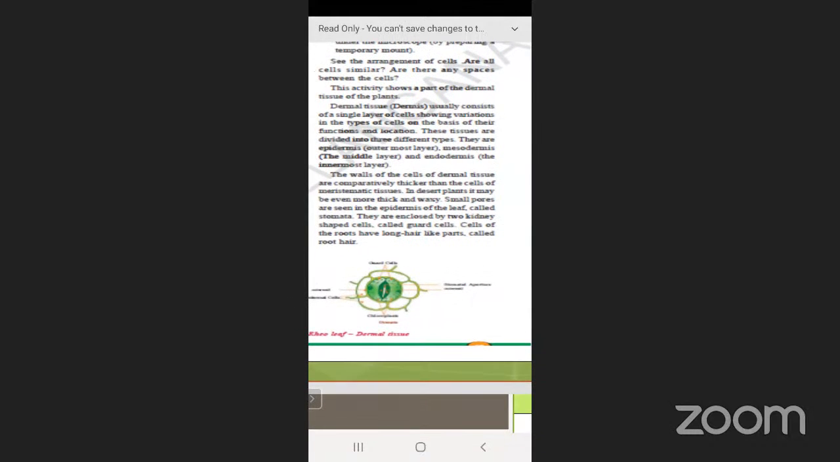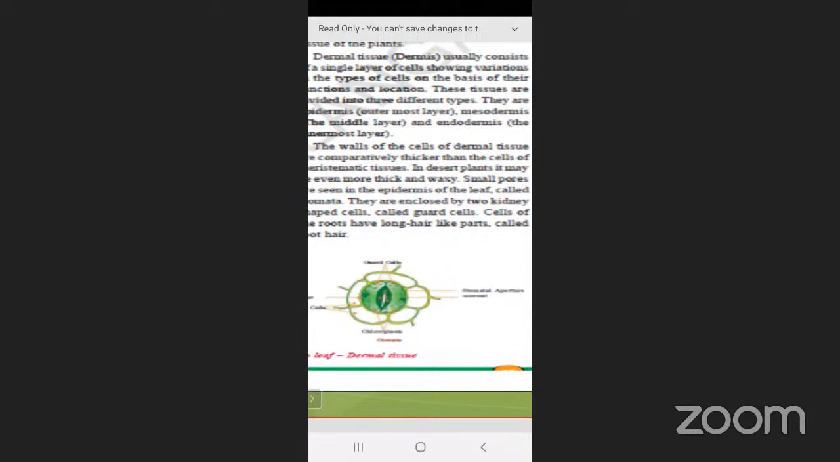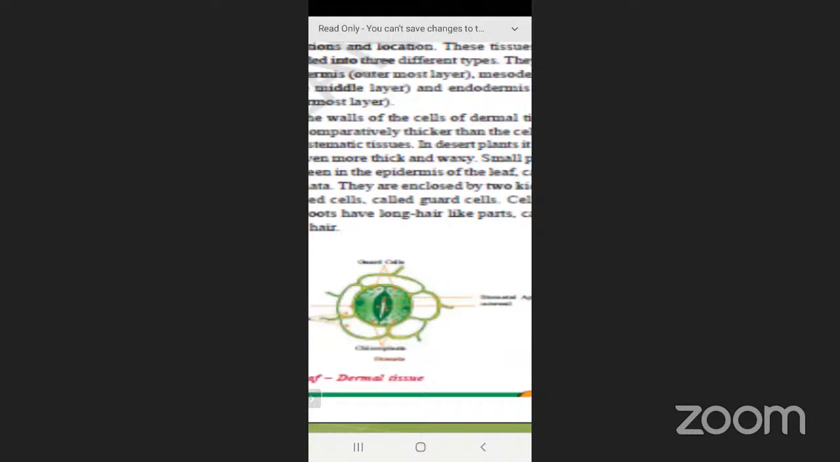Important: they are enclosed by two kidney-shaped, or bean-shaped, cells.